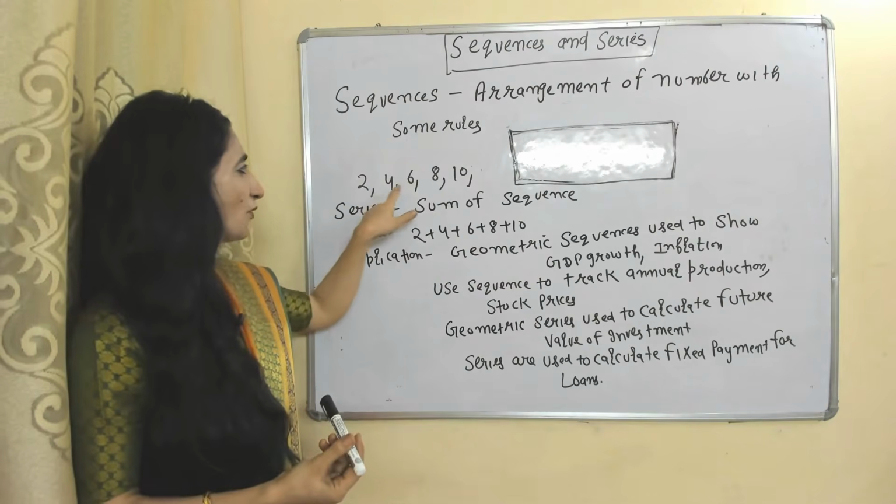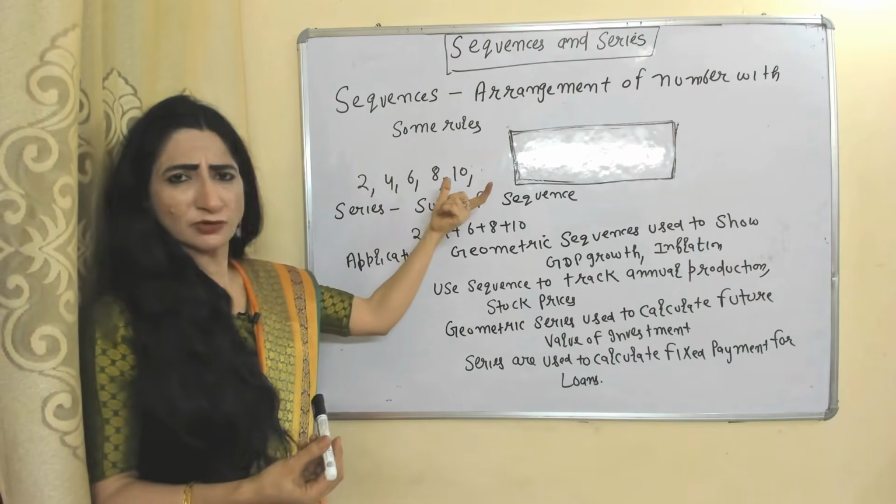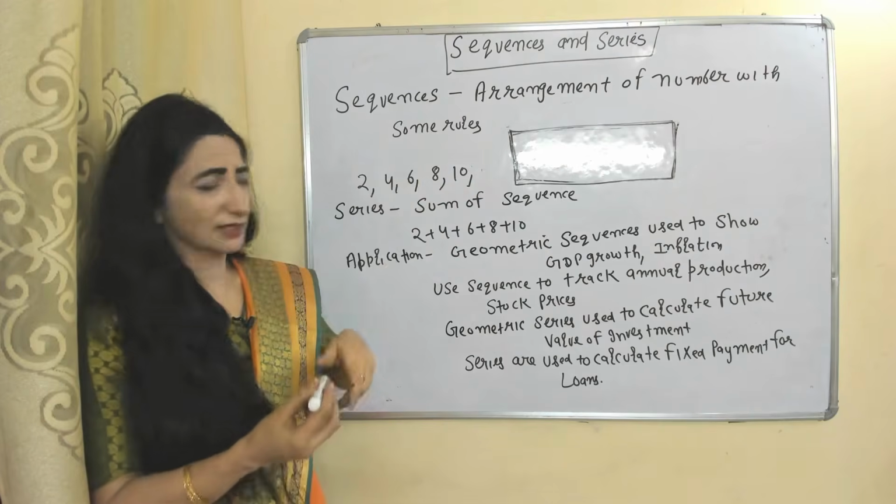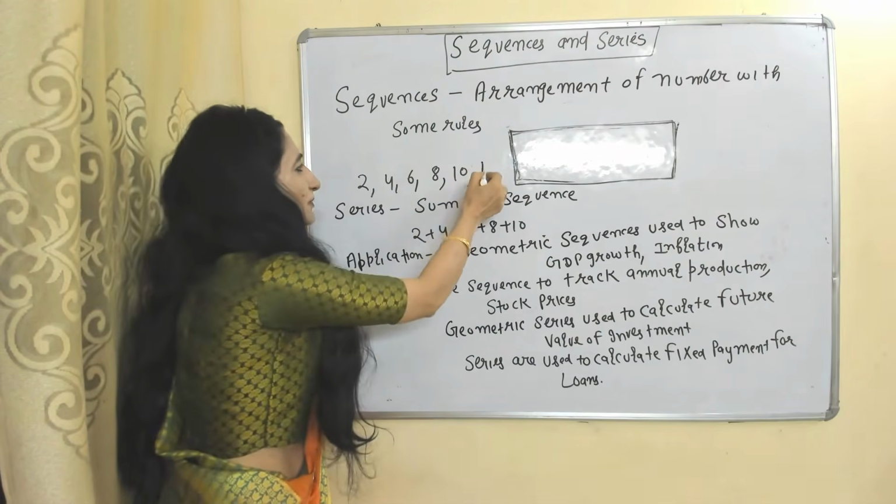Here you can see 2, 4, 6, 8, 10. Each number has a gap of 2. That means some rule is applied here. You can easily predict the next number will be 12.